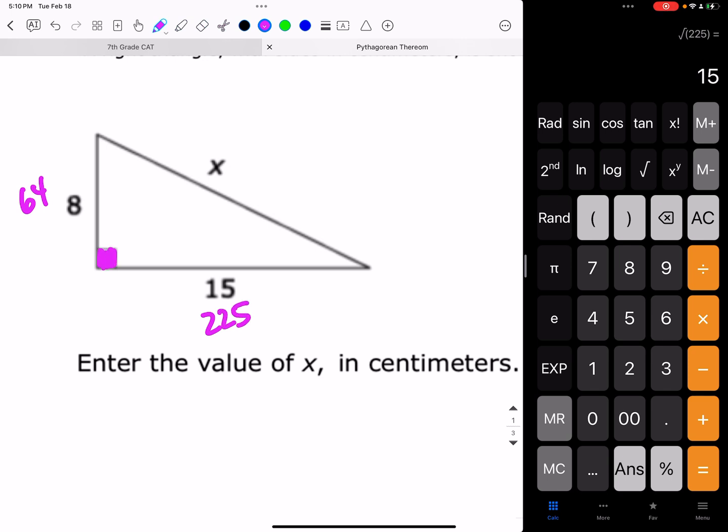That is the corner where I add these together. 64 plus 225 is 289. 289 is the pink number. I'm going to take the square root of that. The square root of 289 is 17.